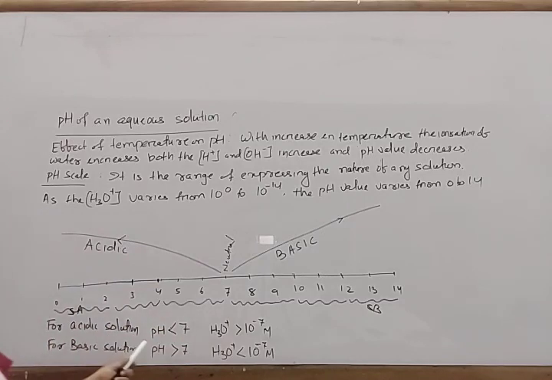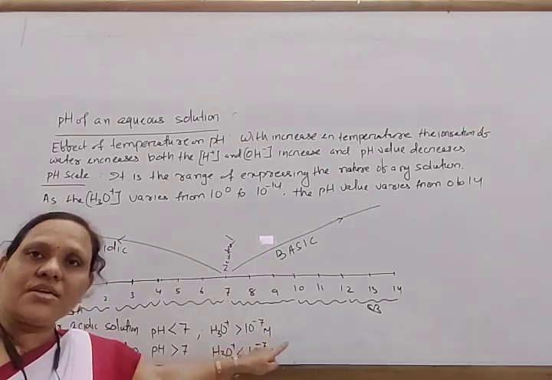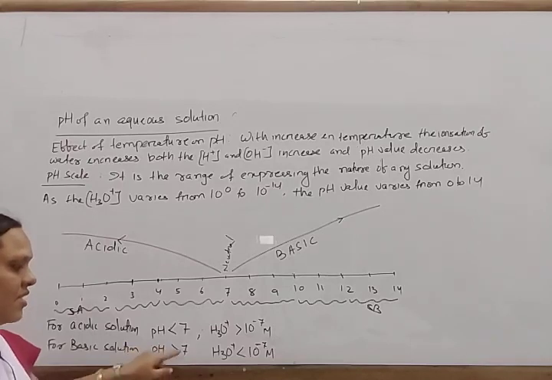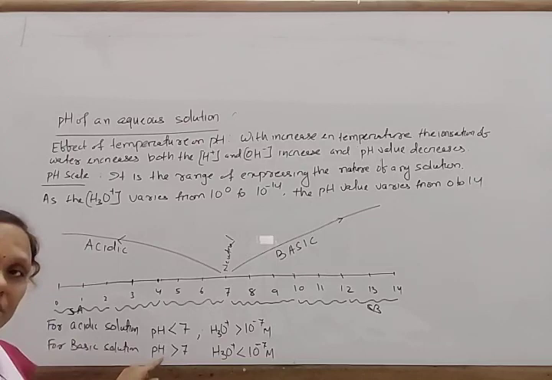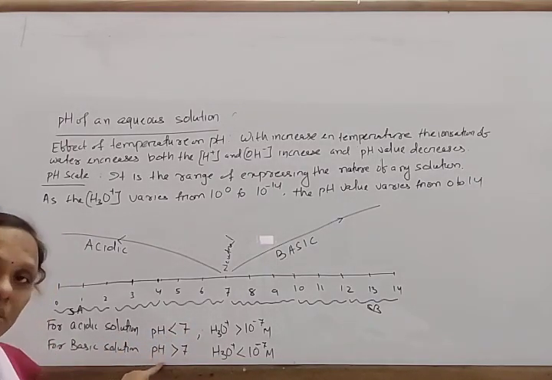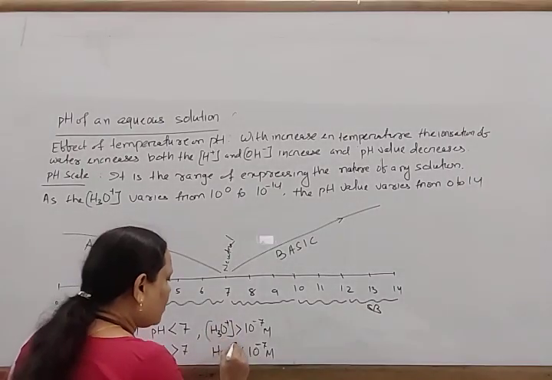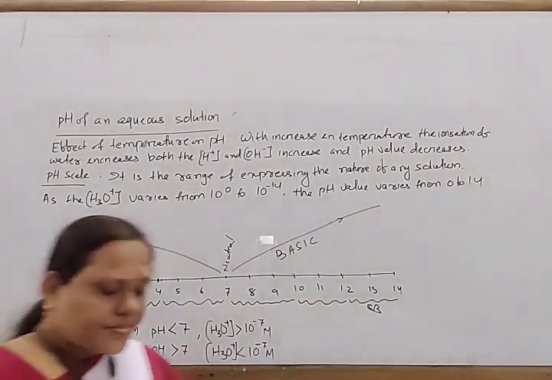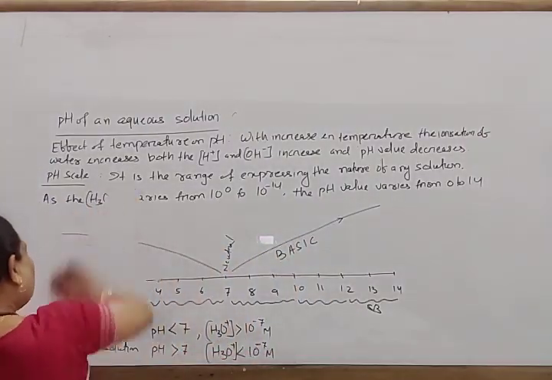So for an acidic solution, the pH value is less than 7, as the H3O plus ion concentration is greater than 10 to the power minus 7 M. Similarly, for a basic solution, the pH value is greater than 7, as the H3O plus ion concentration is smaller than 10 to the power minus 7 M. Okay. Next, similarly, other logarithm terms.